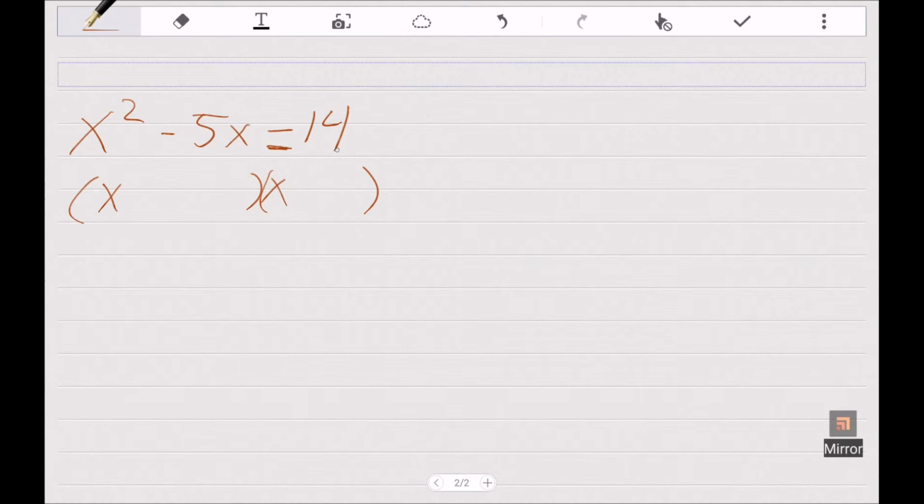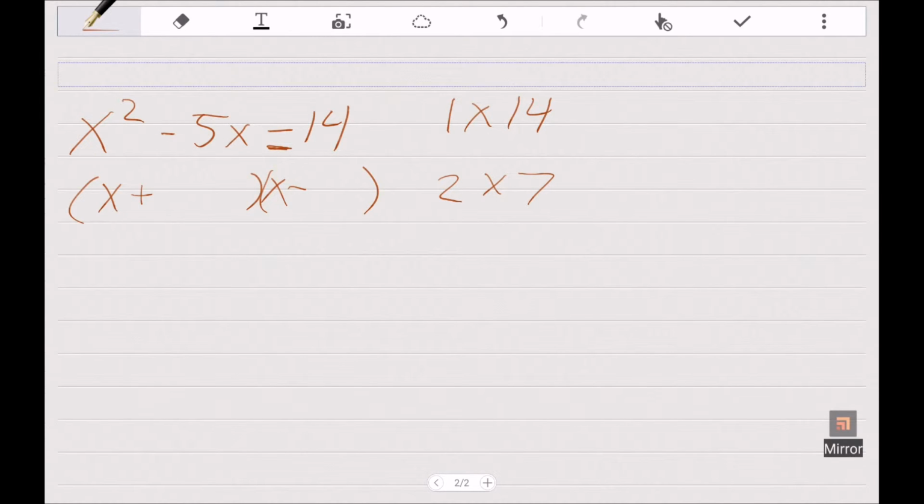We need something that multiplies to make negative 14. Because this is negative, we're going to have different signs. So let's go ahead and make a plus and a minus. Now, what multiplies to make 14? There's not many factors, it's just 1 and 14, and it's even, so 2 and 7.